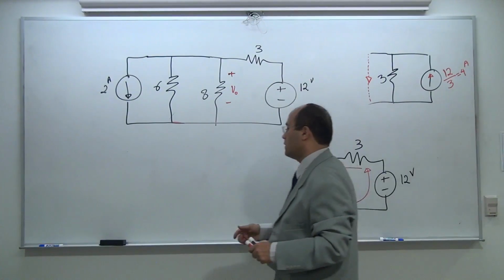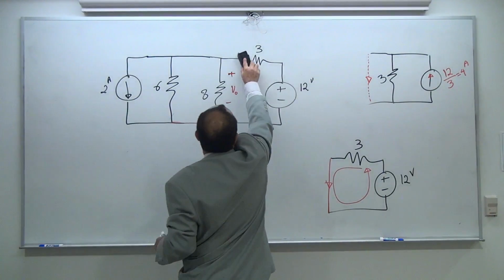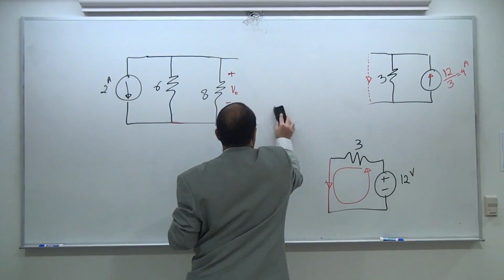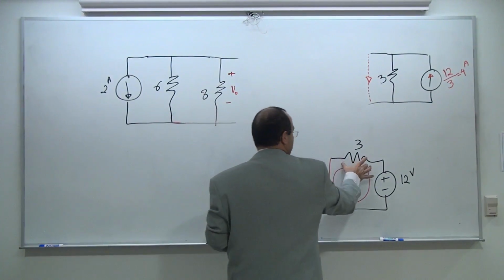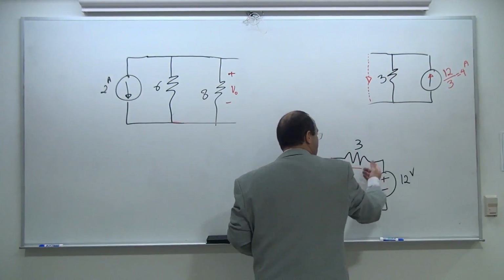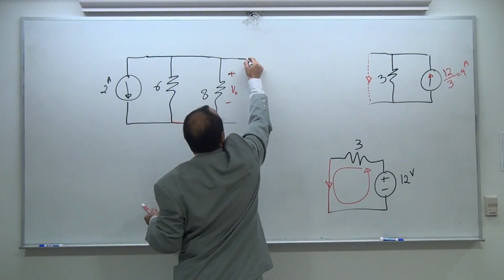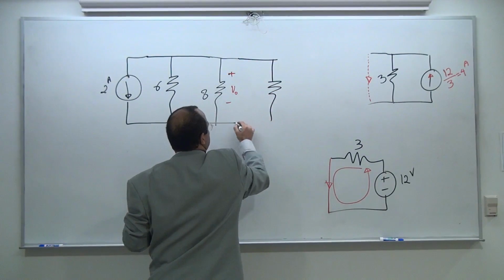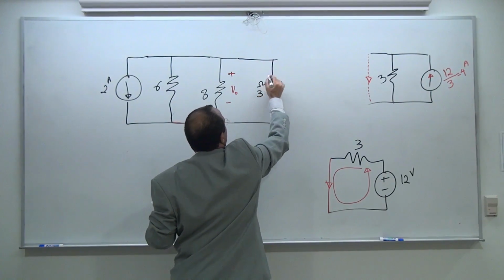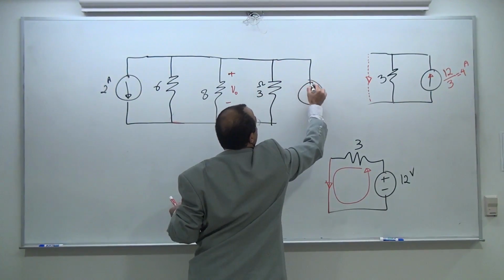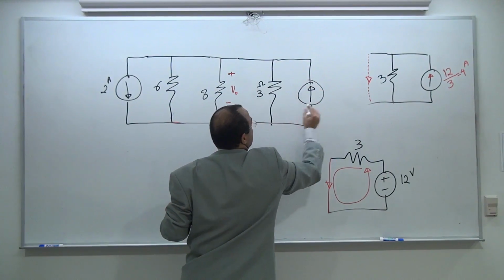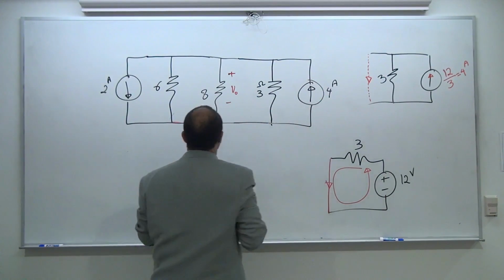Let's replace this with the structure you found. Are things different? This voltage and this voltage, yes. The current is going to be different as soon as you load it. So it's going to be a new design, 3 ohm, and 4 amp.